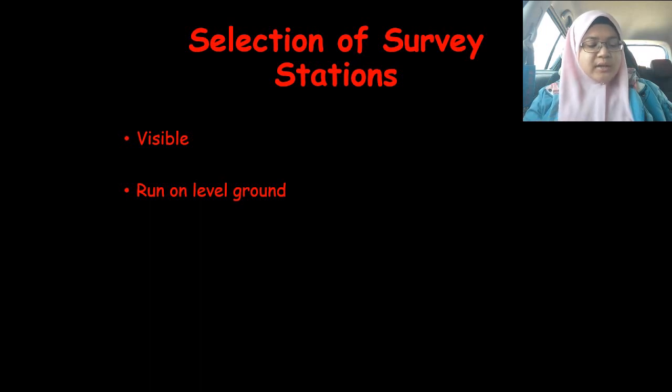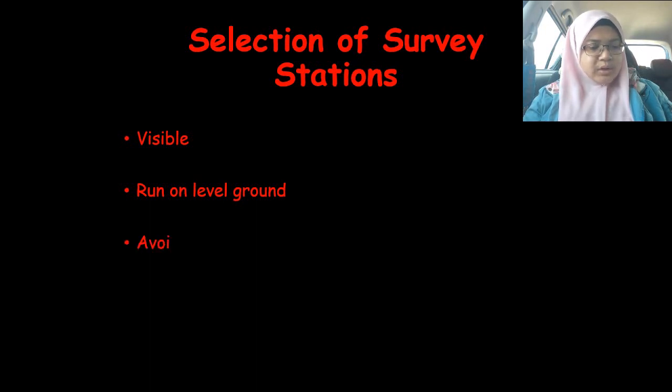So if we get the slope distance, we need a vertical angle to calculate the horizontal distance, which is impossible in chain surveying because we don't take any angular measurement. So it is really important to have the ground to be level. So we need to select a station where the ground is level.